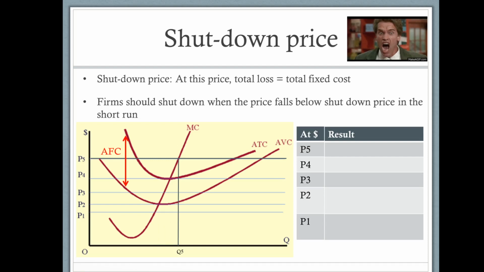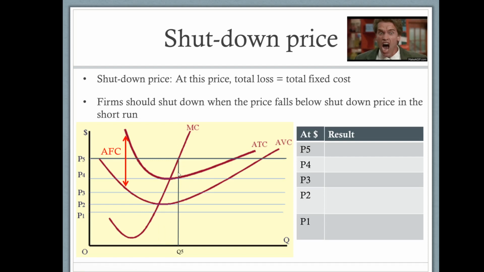So ATC at Q5 is less than P5, which is the AR, because P5 is the price, and it is also the AR, the average revenue. So we look at whether, at the profit maximization output, the AR is higher than the ATC, so that we will get an economic profit. Andrick, well done.